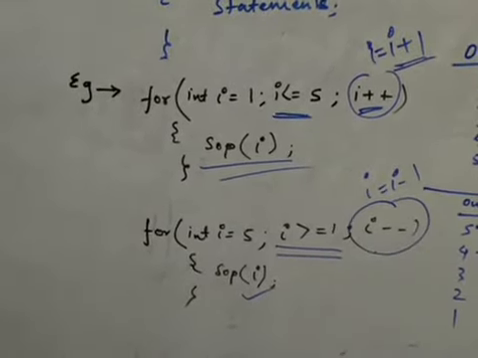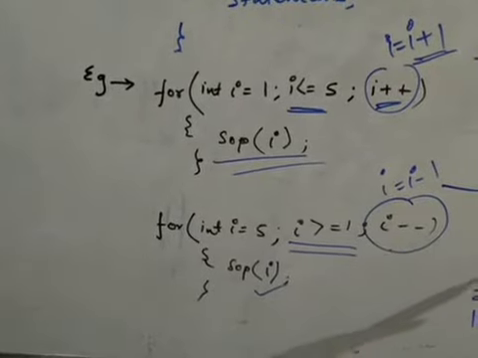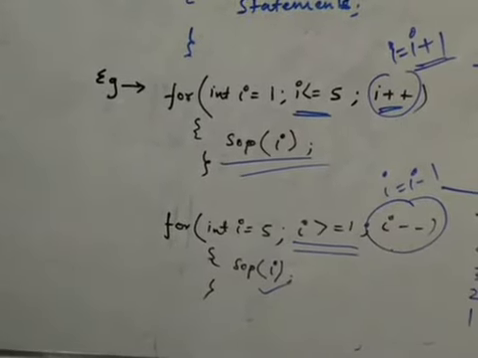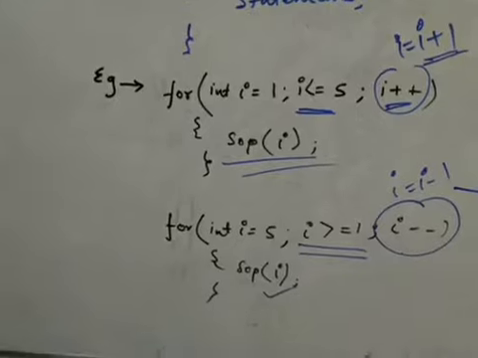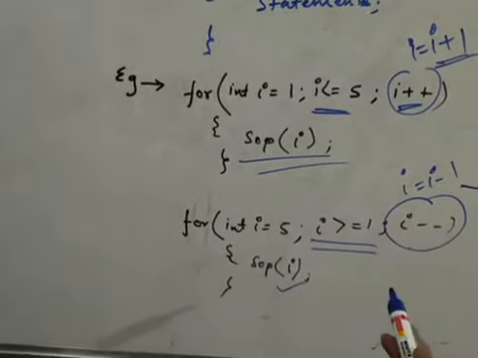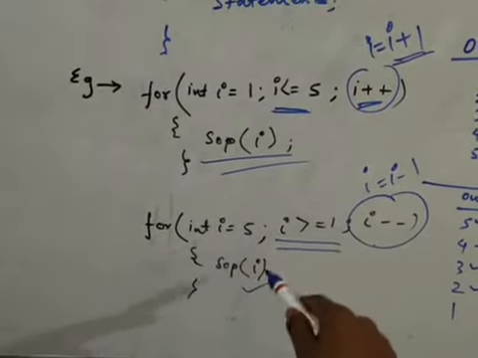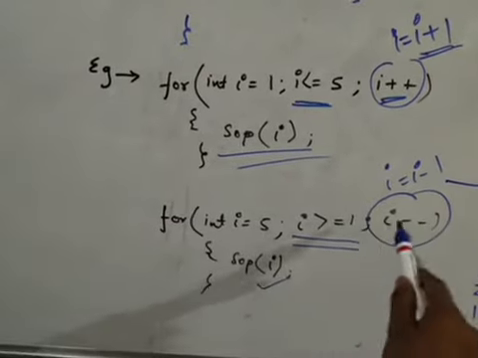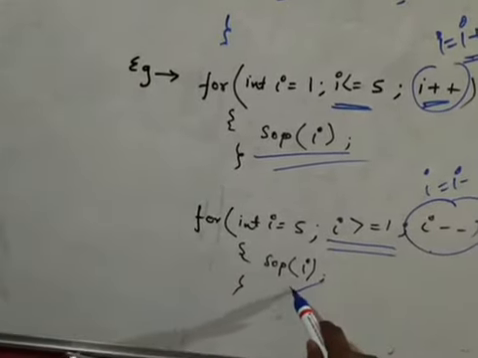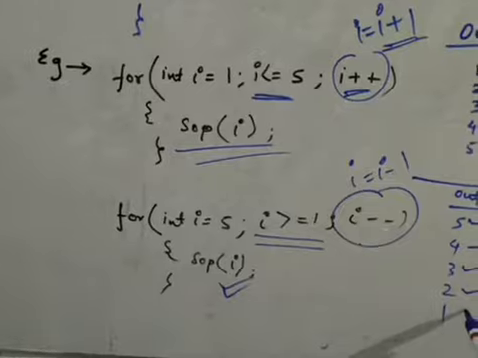Next, 3 is the I value. 3 is greater than 1. Yes, 3 will be printed. Next is 2. 2 is greater than 1. 2 will be printed. 1 now. Next value of I is 1. 1 is greater than 1? No, but 1 is equal to 1. Still, this condition is true. So printing the value of I, that is 1, will be printed.